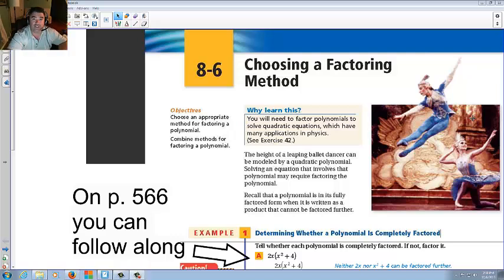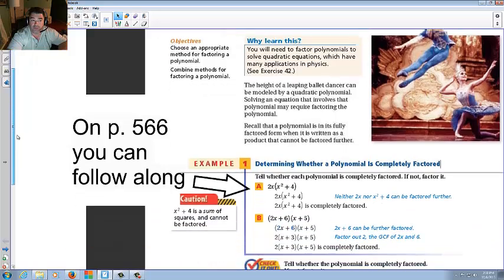Today, 8-6, choosing a factoring method. Why? More fun than running along a beach. Okay. Well, what we're going to do here is you can follow along on page 566 if you wish.